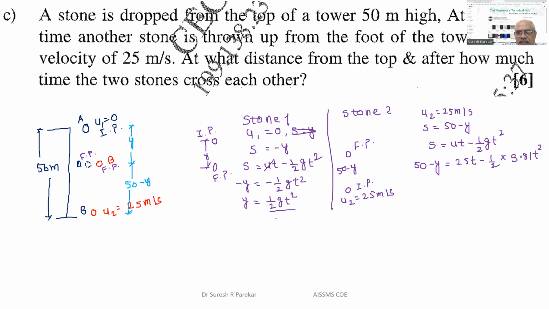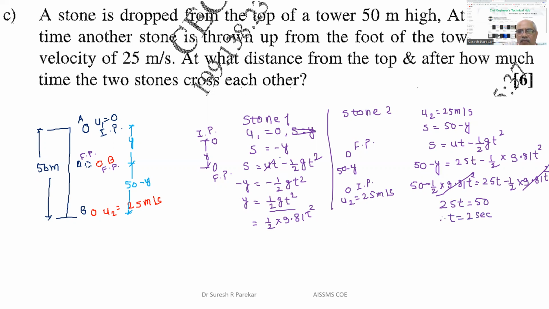So if we put it over here, that is 50 minus half into 9.81 t square equal to 25t minus half into 9.81 t square. And these cancel, and we have 25t equal to 50, and therefore t equal to 2 seconds.